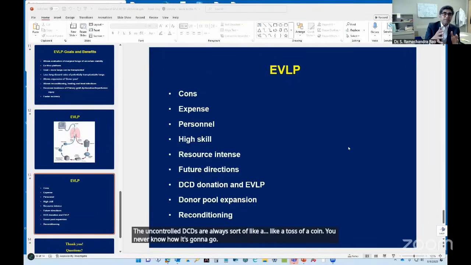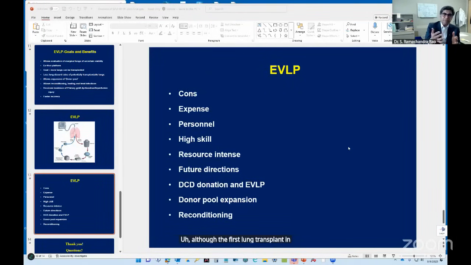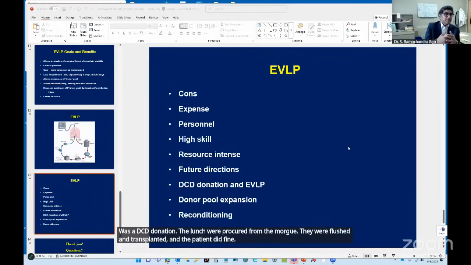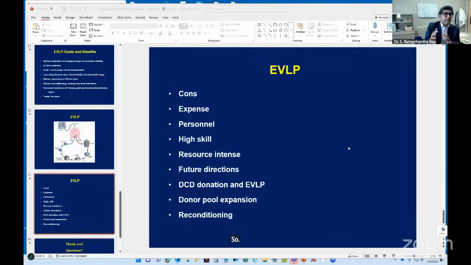Although the first lung transplant in 1964 at University of Mississippi by Dr. Hardy was a DCD donation. The lungs were procured from the morgue. They were flushed and transplanted, and the patient did fine. So it's a good indicator that DCD donation is a huge untapped donor pool that is being wasted and thrown away.